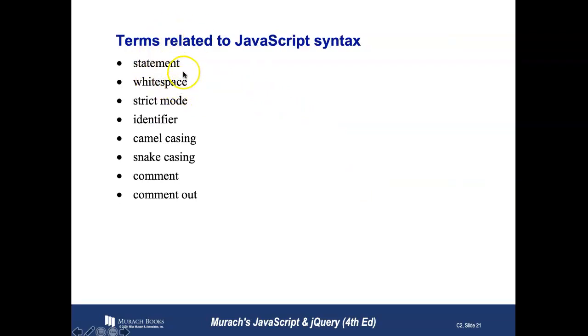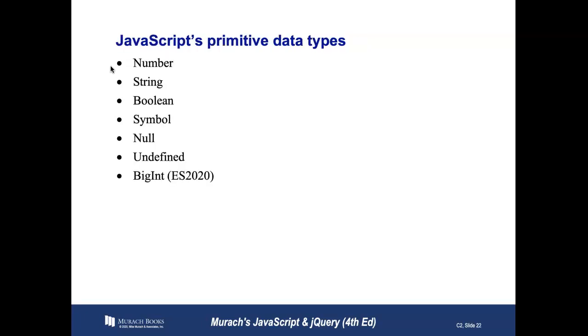We've kind of talked about this already. A statement is one line of code. If I have a variable that equals something and I assign it a value, that's a statement. White space is just the space that might be inside a string, being letters or anything that has value that gets outputted. Strict mode are things that demand safe coding practices. Identifiers are variables. Camel casing has the second syllable with a capital first letter. Snake casing is all lowercase with an underscore. Comment and comment out are the same thing. We comment out code so we can test other code.